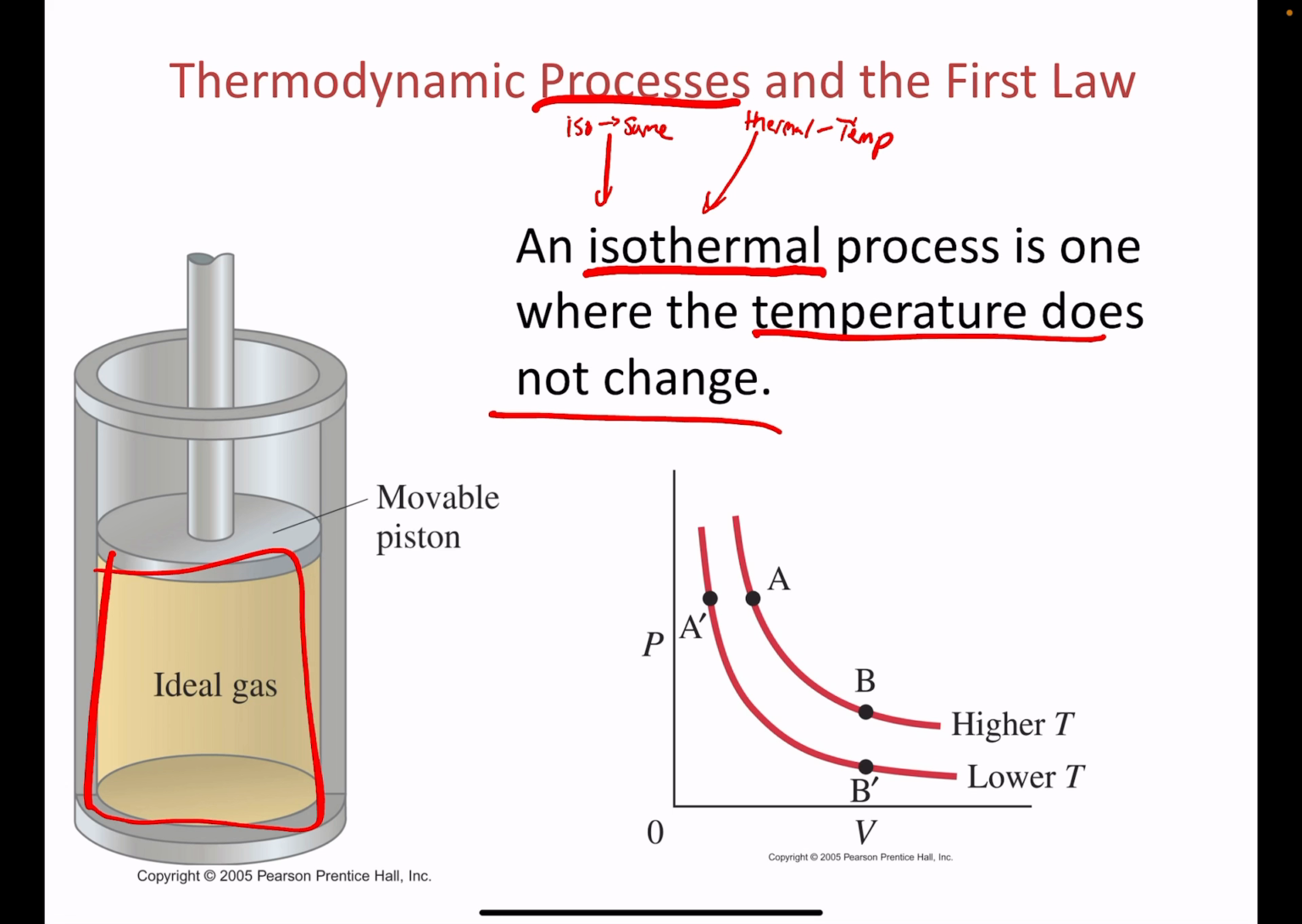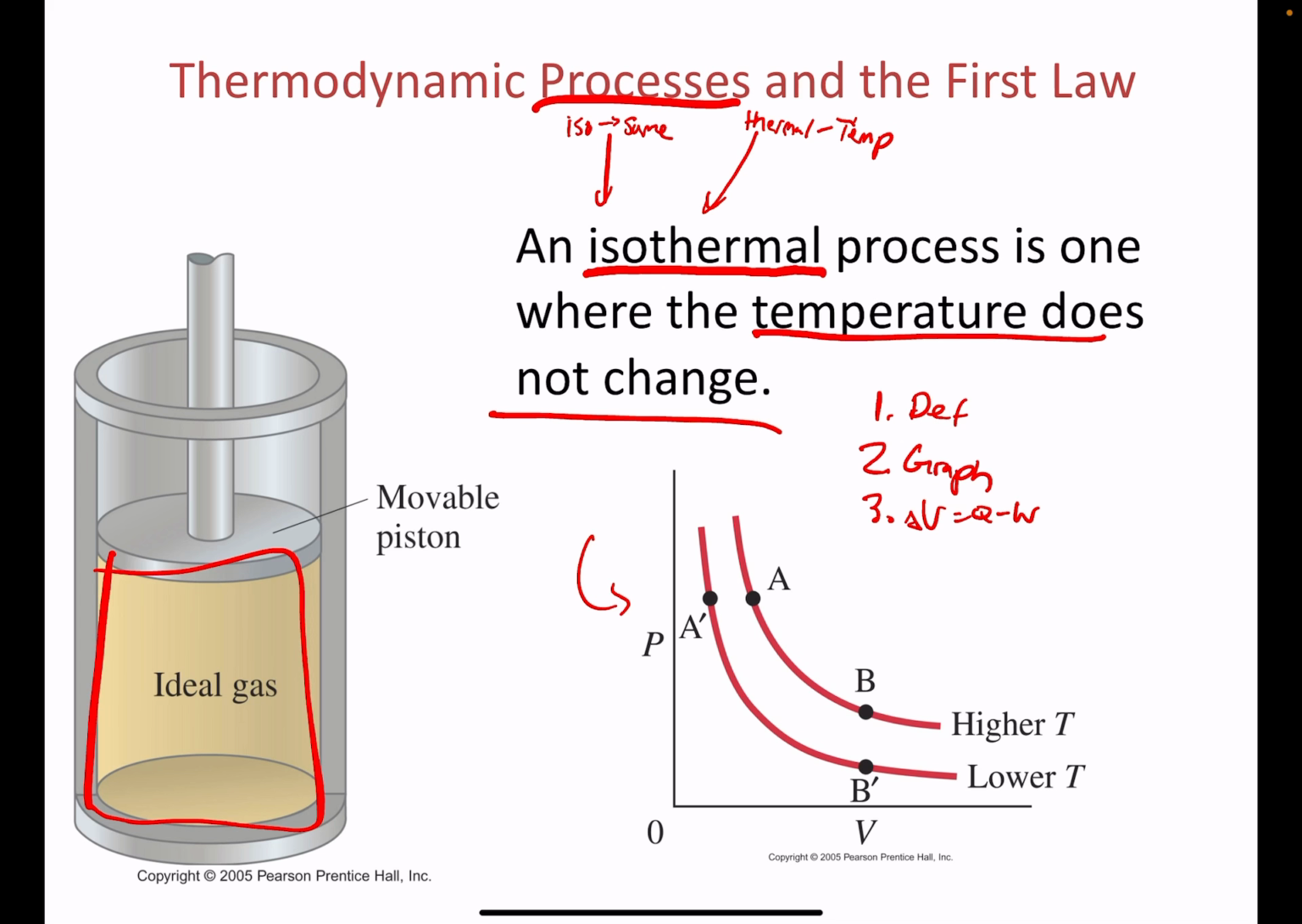When we talk about these processes, you need to know three things. One, their definition. So we just talked about the definition. Great. Two, you need to know their graph. We'll talk about the graph in a second. And three, you need to know how they relate to our delta U equals Q minus W equation. We'll talk about that at the very end. We'll talk about them all at the same time.